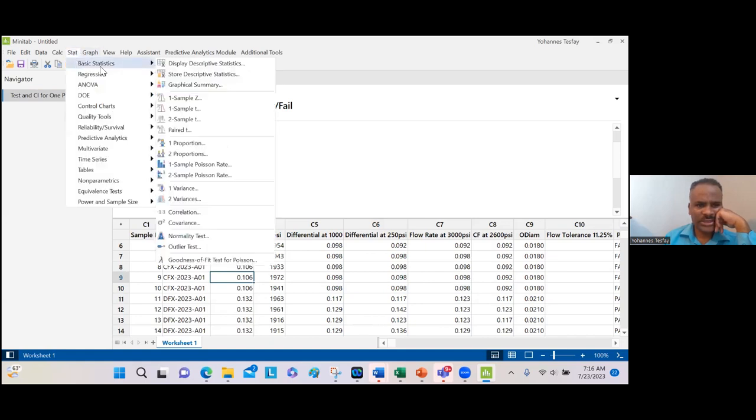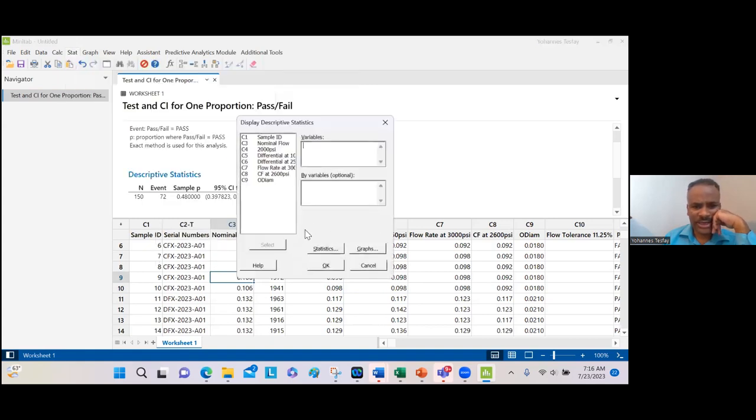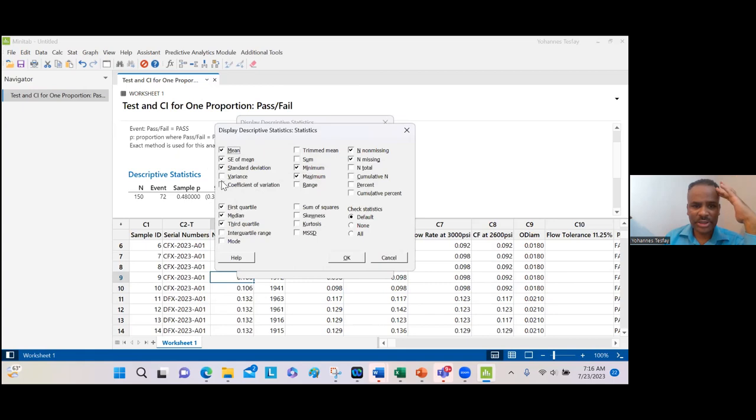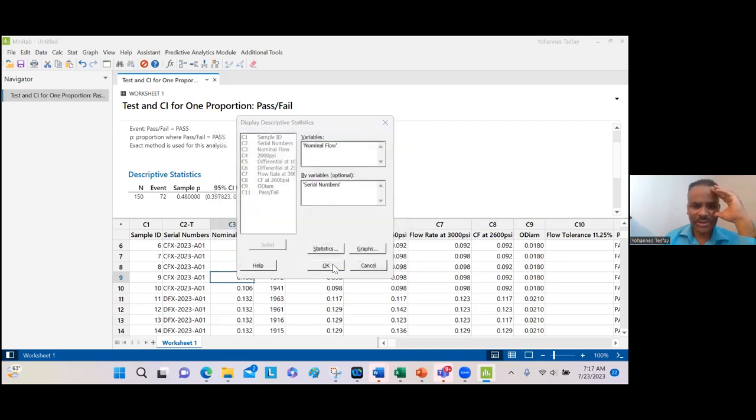Here you go to basic statistics, then display basic statistics, then you're gonna just put, let's say, nominal flow. Then after that, by serial number. Okay, by serial number. Then here statistics, you don't need standard error of the mean. So you don't need all of these things. Okay, missing, non-missing, just leave it, first quartile or whatever. You don't need just the mean. Then you're gonna say okay.